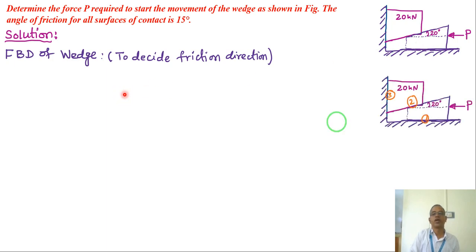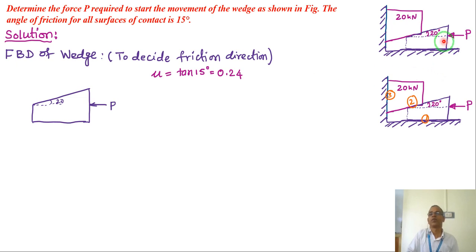So the free body diagram, the contact surfaces as usual 1, 2, 3, right? Let us take the coefficient of friction, which is tan 15 degrees, which is 0.24. This becomes my coefficient of friction. Now the wedge has the horizontal force P. On the ground there is a normal force, and since the block is moving left hand side, the friction force F1 is in the opposite direction.